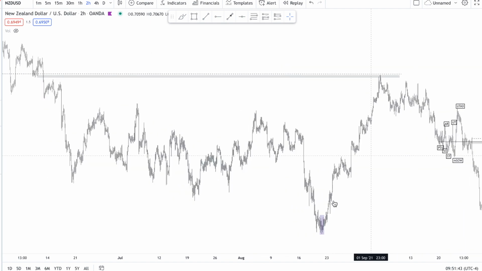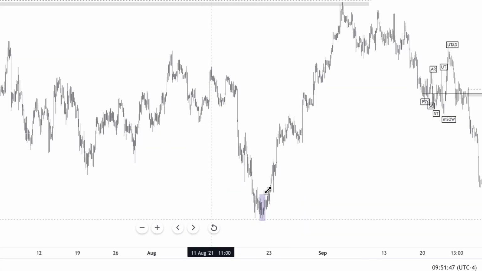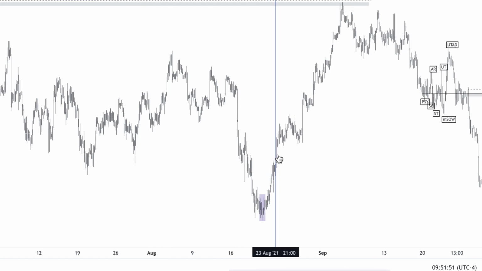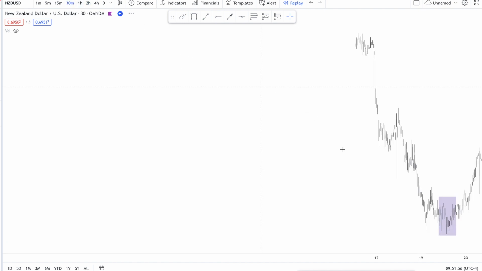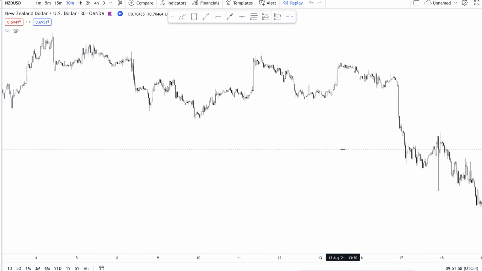I'm looking at this bottom zone, and at this bottom zone, I should be looking for an accumulation. So there's actually one here, which I'm going to zoom into for you guys. I'm going to go down to the 30. And I'm going to mark this accumulation up.